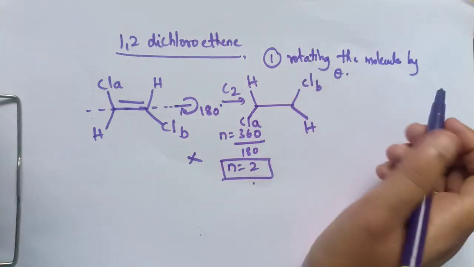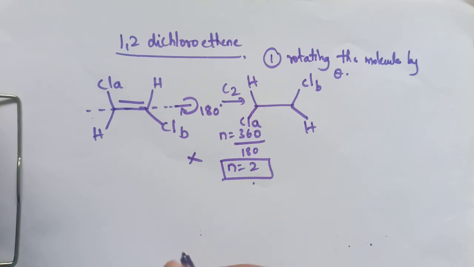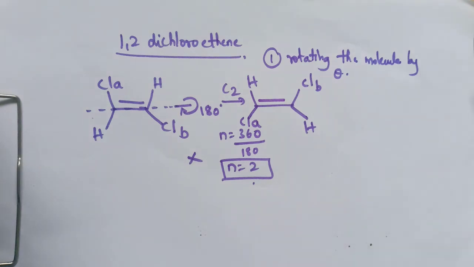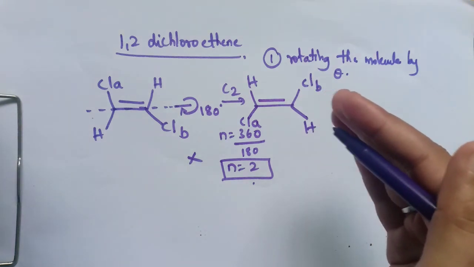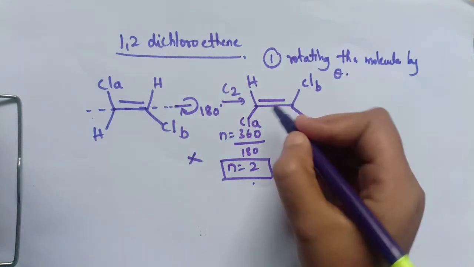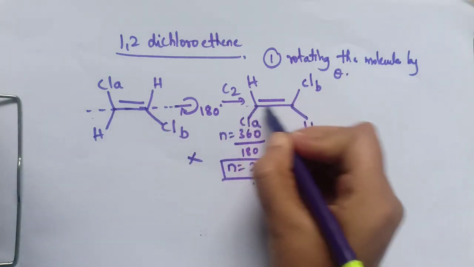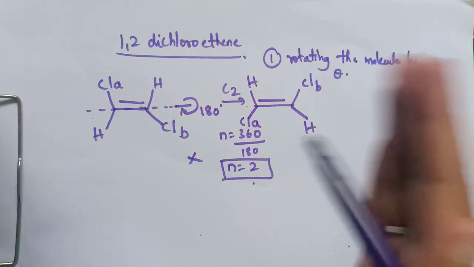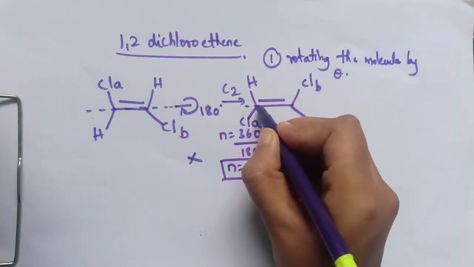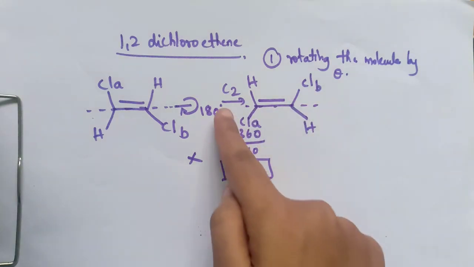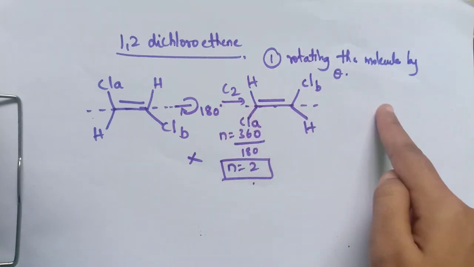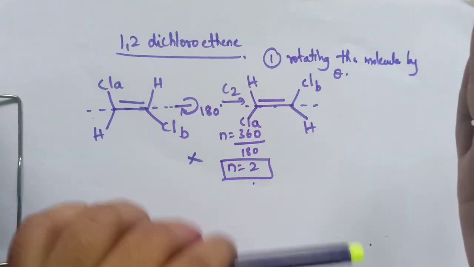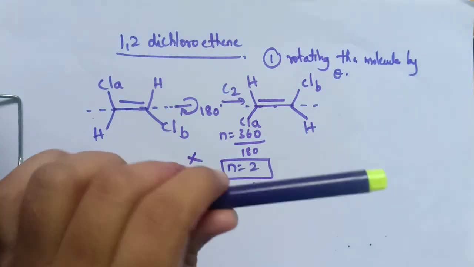See, now we have rotated the molecule by angle theta. Now the second step is what we have to do. Sorry, I forgot to mention this bond here. Now the second step is taking the reflection in a plane perpendicular to the rotational axis. See here, it is a rotational axis. So we have passed the rotational axis here. We have to take the reflection in a plane perpendicular to the rotational axis. So now let's draw this rotational axis once again. Here this is the rotational axis.